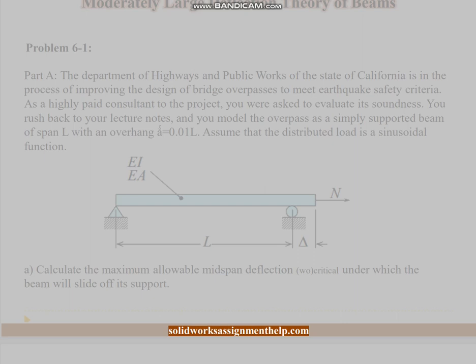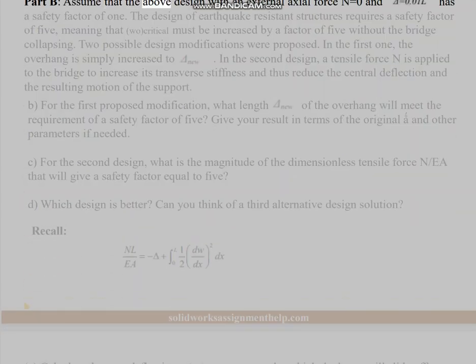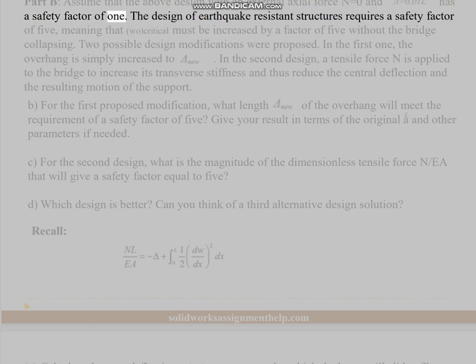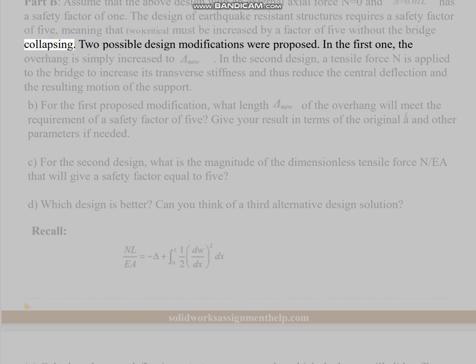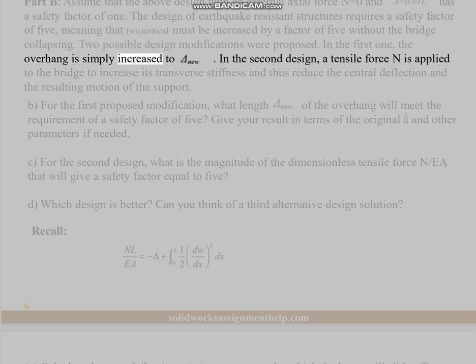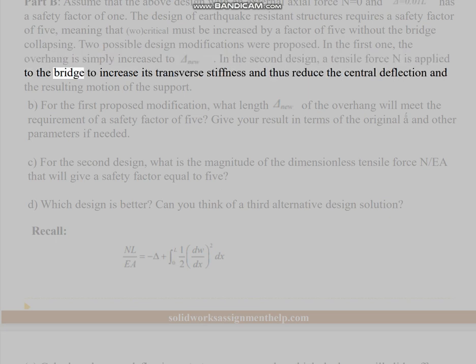Part B. Assume that the above design with an external axial force N equals 0 has a safety factor of 1. The design of earthquake-resistant structures requires a safety factor of 5, meaning that W critical must be increased by a factor of 5 without the bridge collapsing. Two possible design modifications were proposed. In the first one, the overhang is simply increased. In the second design, a tensile force N is applied to the bridge to increase its transverse stiffness and thus reduce the central deflection and the resulting motion of the support.